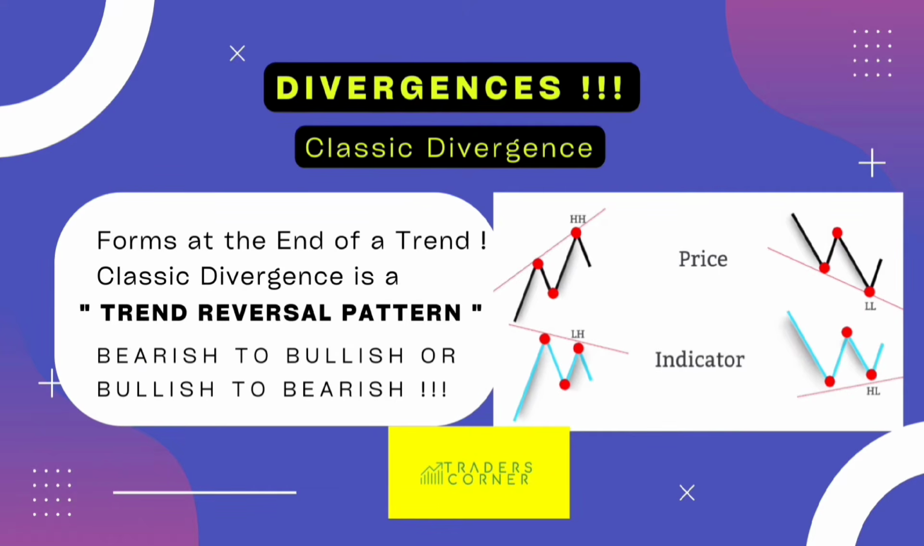The first one we see is classic divergence. You can see in the picture the classic bearish divergence and the other one, the classic bullish divergence. This classic divergence is nothing but a trend reversal pattern.